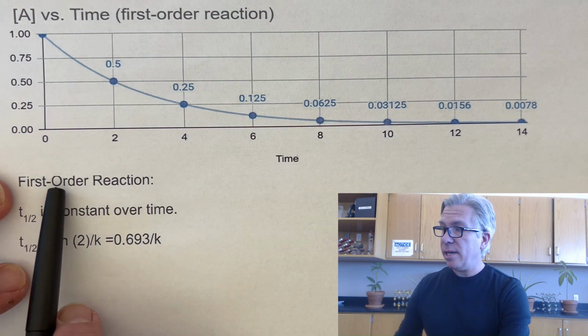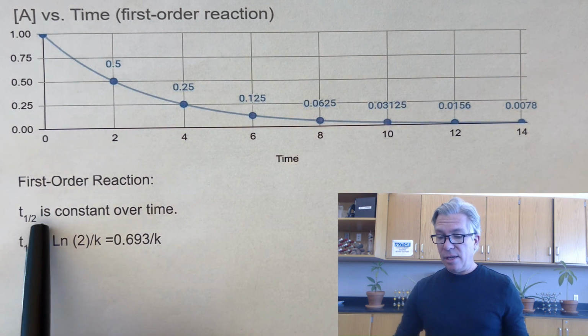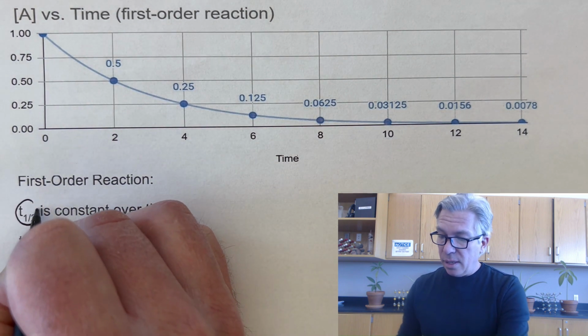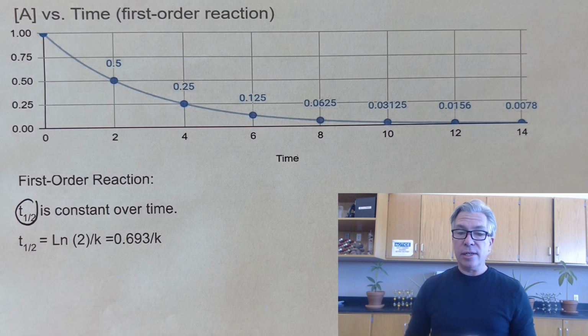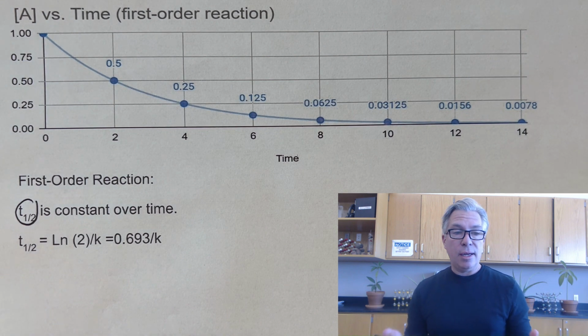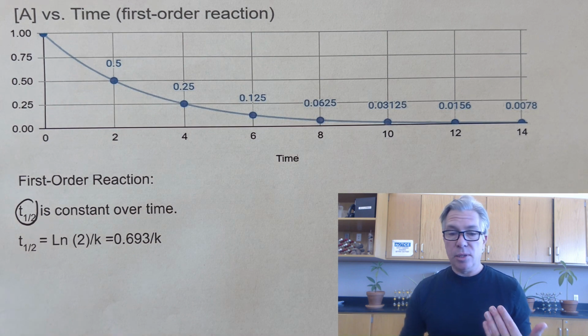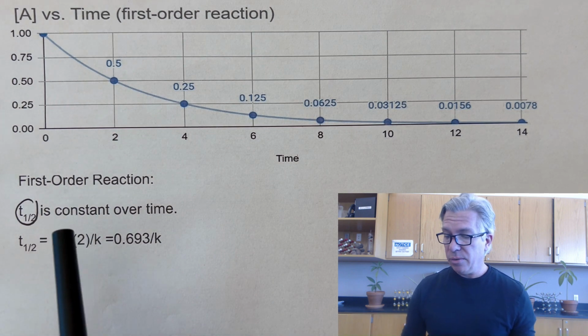So for a first order reaction, the half-life is constant. T1/2 is the symbol we use for that. So T1/2 is constant over time. So if you ever hear that, say, an isotope has a half-life of 37.2 minutes, that's going to be constant regardless of how many atoms of that isotope you actually have in front of you, or the molarity of your first order ingredient in your reaction.